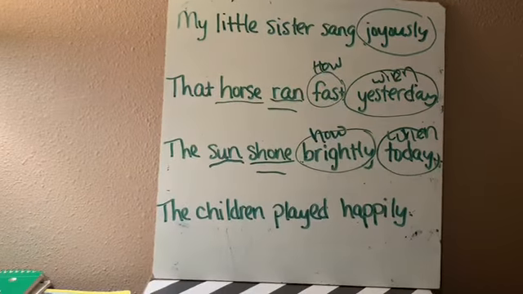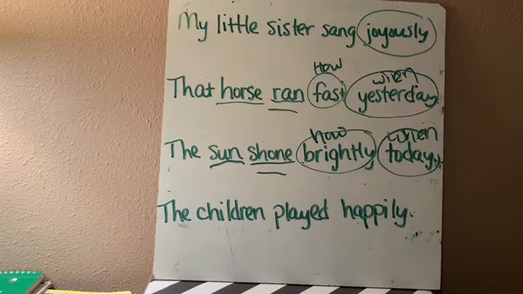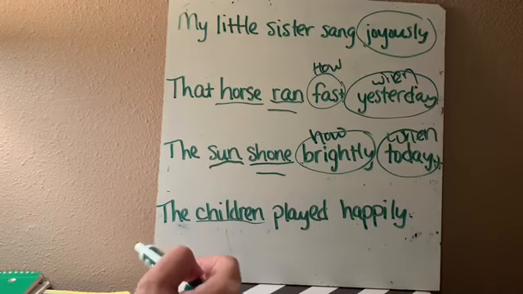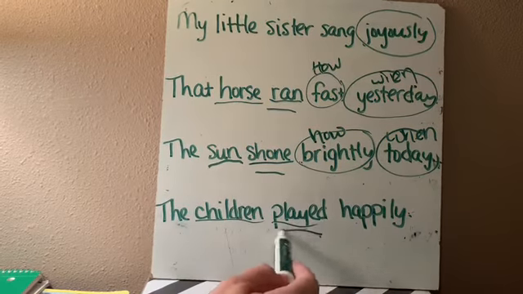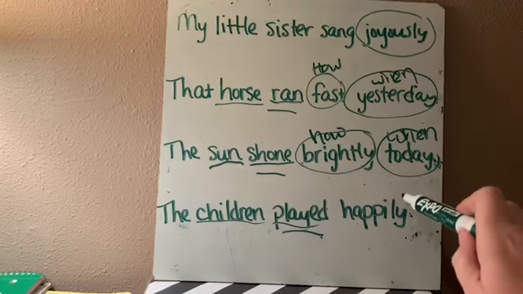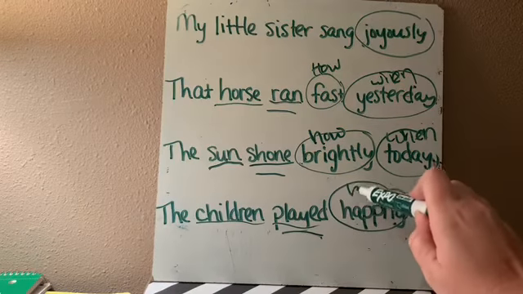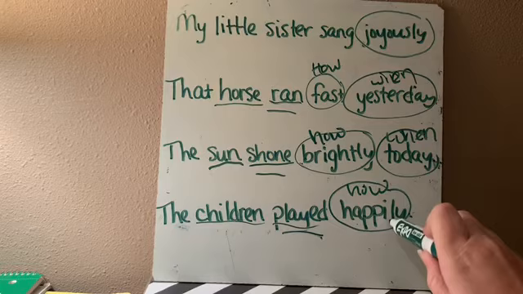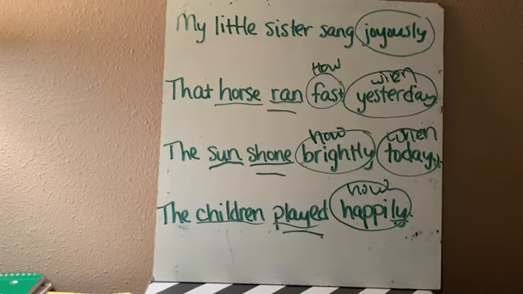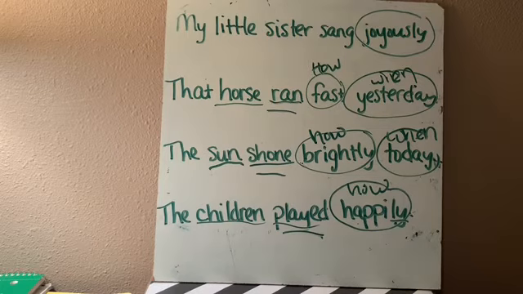All right, last one. The children played happily. What's my subject? Children. What did the children do? Played. Adverb. A word that tells me how, when, or where. Good. Happily tells me how, and it also ends with an ly. Okay? So that's what we need to remember. Adverbs modify verbs. They tell how, when, and where.